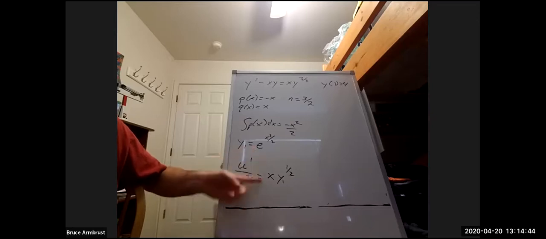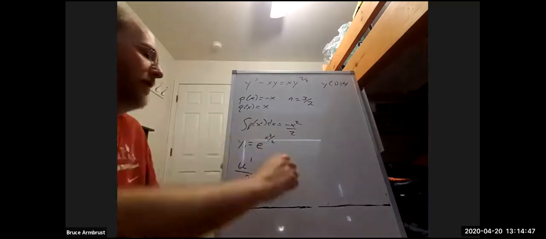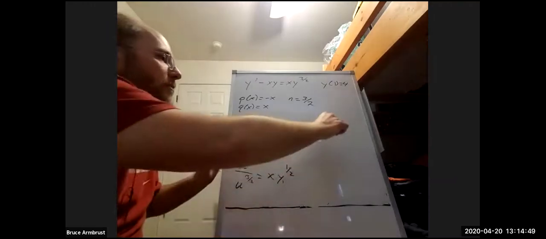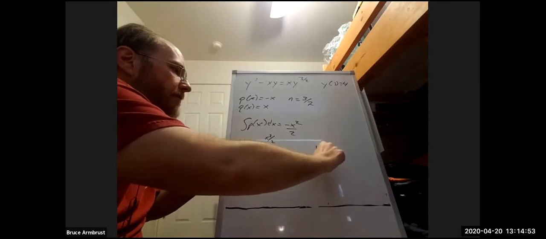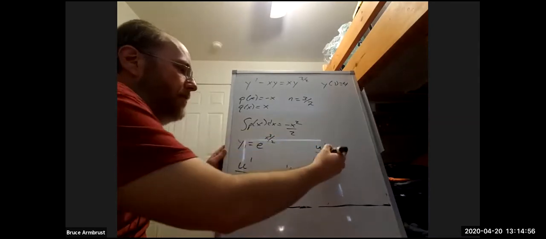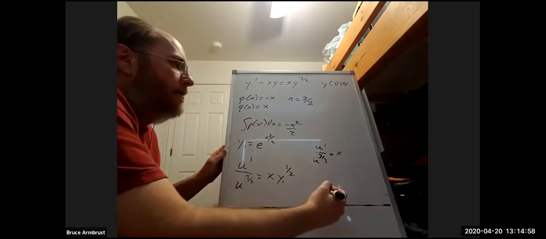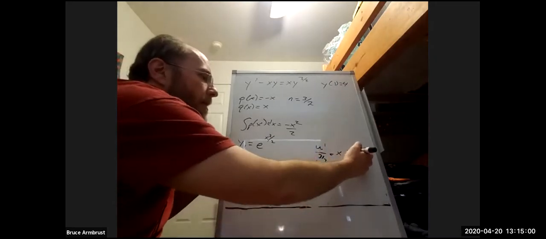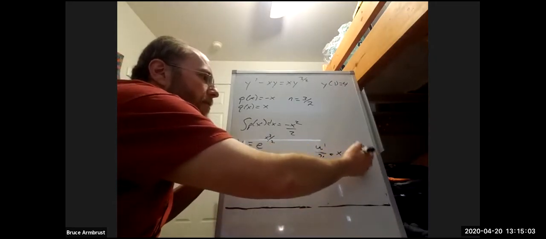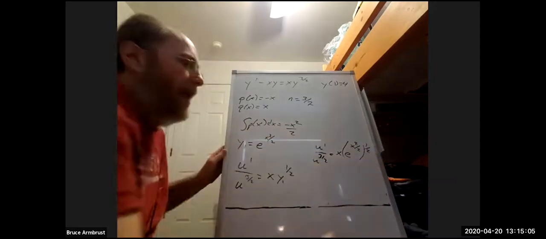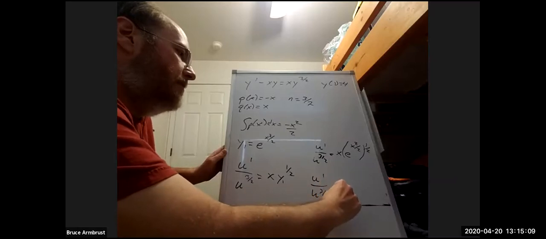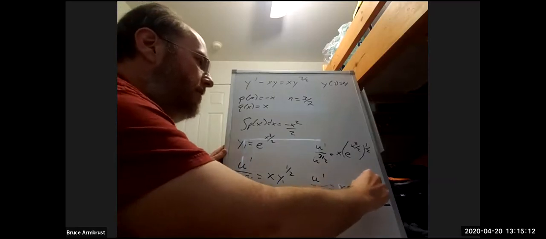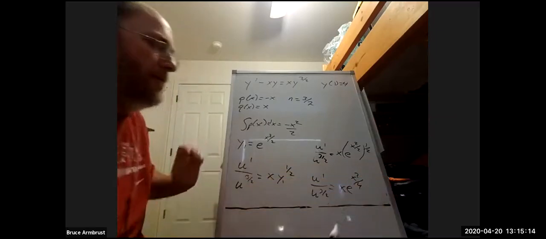All right, so this is our form for Bernoulli. So now we'll put our y1 in there. So we're going to get u prime over u to the 3/2 is equal to x times e to the x squared over 2 to the 1/2. So that's going to be u prime over u to the 3/2 equals x e to the x squared over 4.